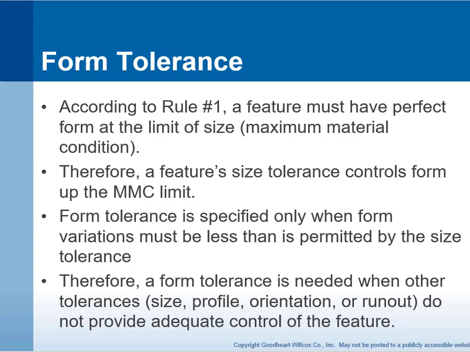Okay, form tolerances are specified only when form variations must be less than permitted by the size tolerance. So if you wanted to control a feature of size to a really perfect form, you put a really small tolerance on it. But if you can give more tolerance, you use a feature control frame for form tolerance to allow that size variation. So therefore, a form tolerance is needed when other tolerances, size, profile, orientation, or runout, do not provide enough control to control the feature.